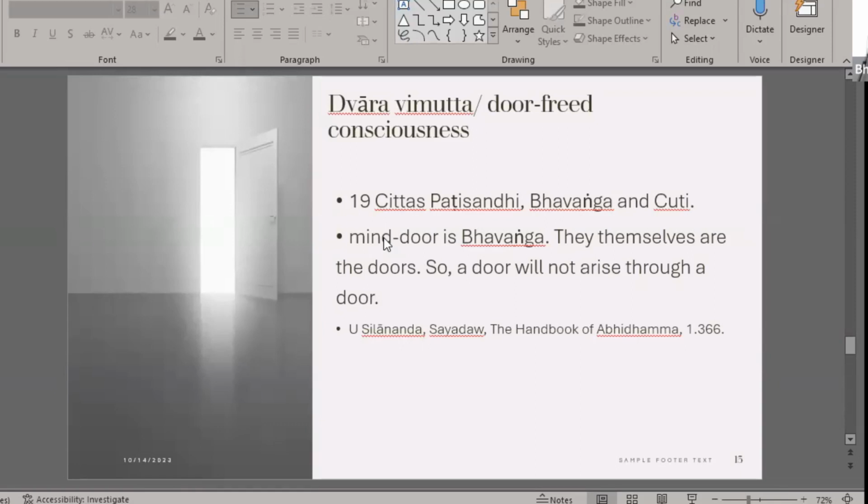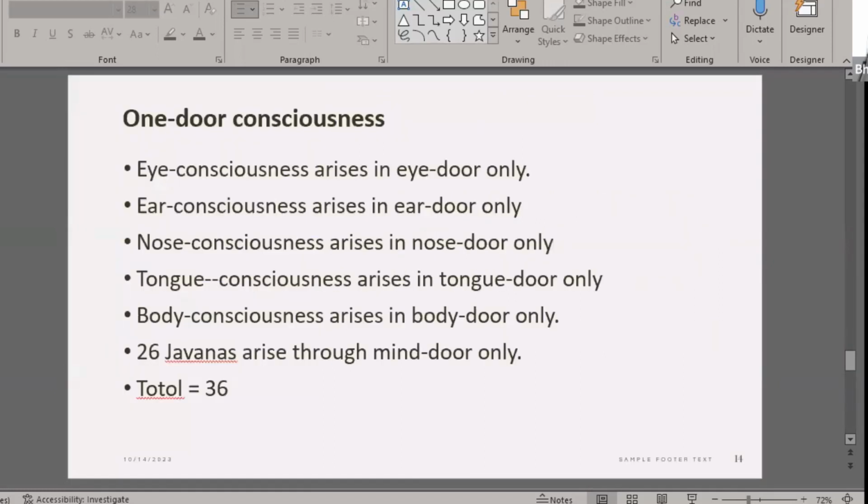Now, let's pay attention to our next section. It's like a play. Let's try to make a play with the teachings you have learned up to now. In this case, we have to understand one door, 5 door, 6 door, and door-free. We can't find 2 door, 3, or 4 door consciousness. We have 1, 5, 6, and door-free.